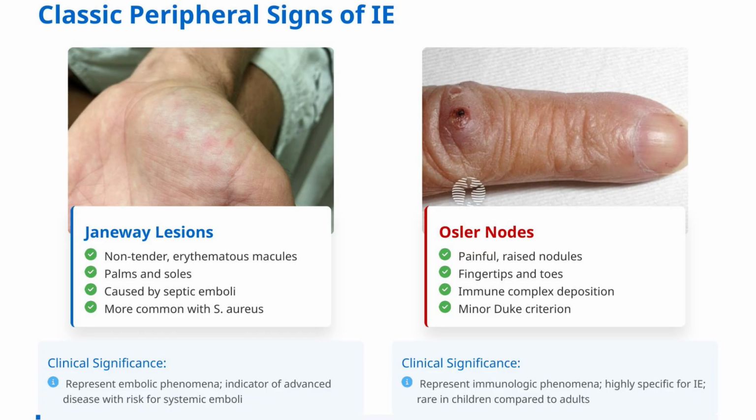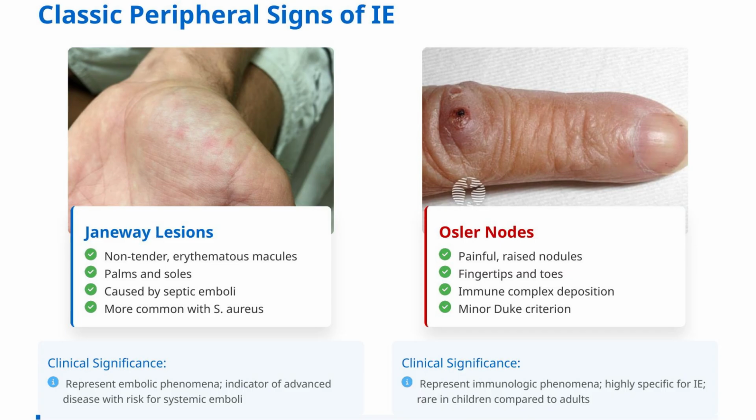This slide illustrates the classic peripheral signs of infective endocarditis. Janeway lesions, shown on the left, are non-tender, erythematous macules typically found on the palms and soles. They result from septic emboli and are more commonly associated with Staphylococcus aureus infections. Janeway lesions represent embolic phenomena and indicate advanced disease with risk for systemic emboli.